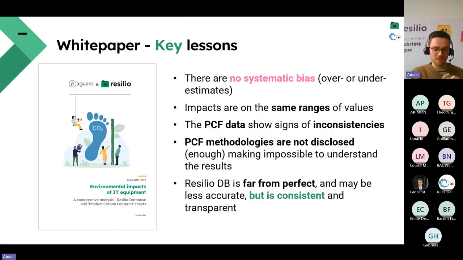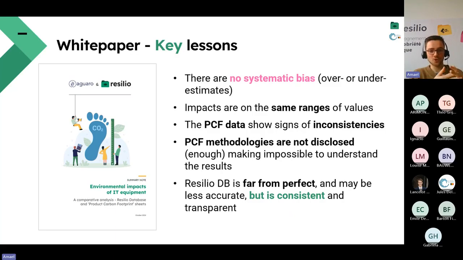But don't forget, the devil is in the details. The PCF data, of course, show signs of inconsistency, as we could expect. And their methodologies are not disclosed. So this makes it, unfortunately, almost impossible to understand the results on the manufacturer side, although we can have huge precision and documentation on the Resilio DB side. And as Resilio DB is far from perfect, it may be less accurate because we're not the manufacturer, but it shows consistency and transparency.